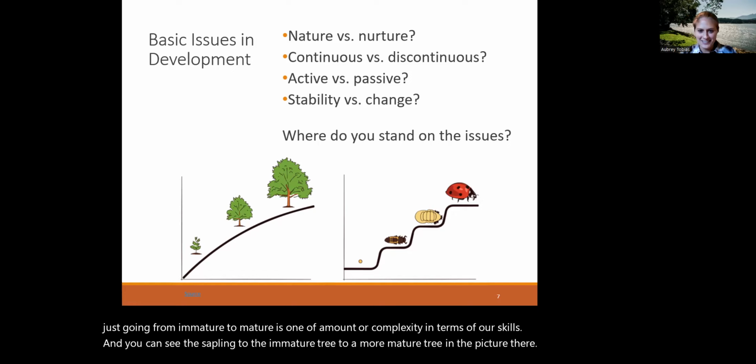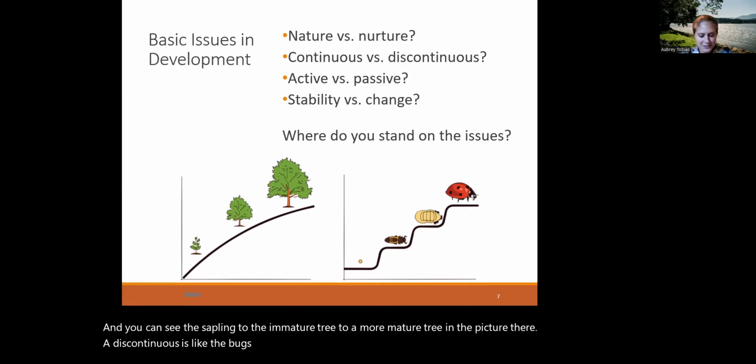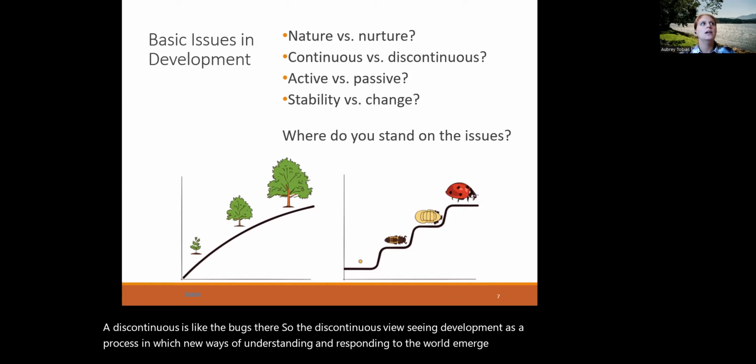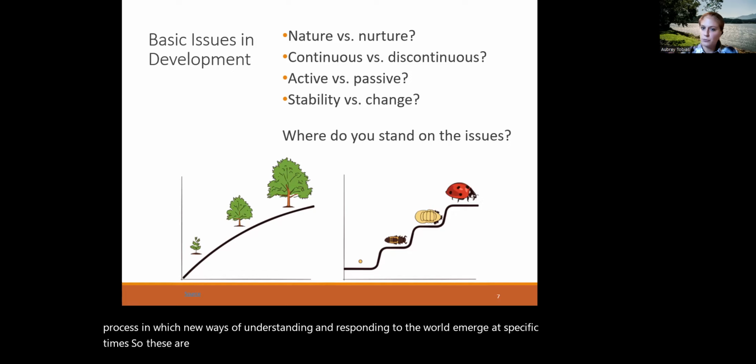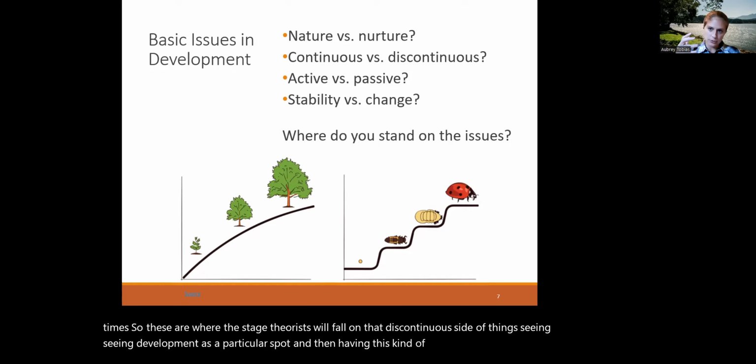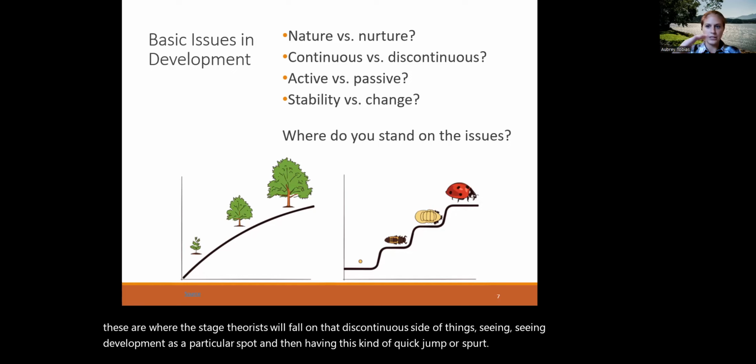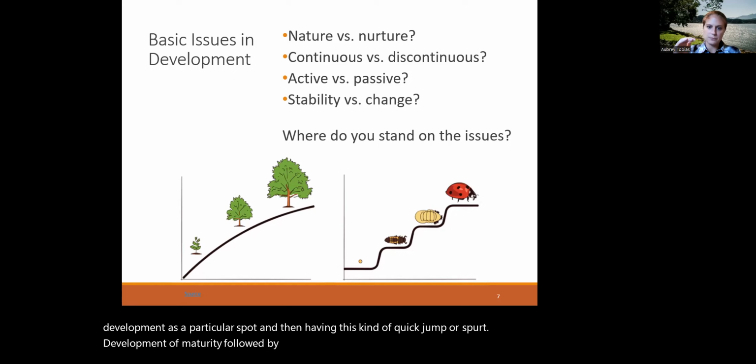Discontinuous is like the bugs there. So the discontinuous view sees development as a process in which new ways of understanding and responding to the world emerge at specific times. So these are where the stage theorists will fall on that discontinuous side of things, seeing development as a particular spot and then having this kind of quick jump or spurt of development of maturity, followed by another period of general stability, another spurt, so on and so forth.